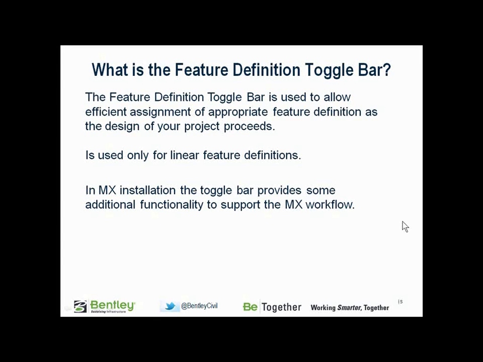What is the feature definition toggle bar? The feature definition toggle bar is used to allow efficient assignment of appropriate feature definition as the design of your project proceeds. It's only used for linear feature definitions. I'll demonstrate that in a moment. In MX, the toggle bar is a little bit different, and we'll show that at the end of the AVI.